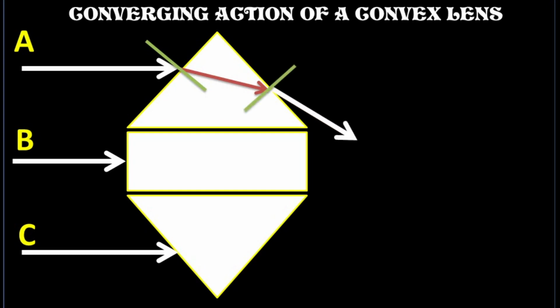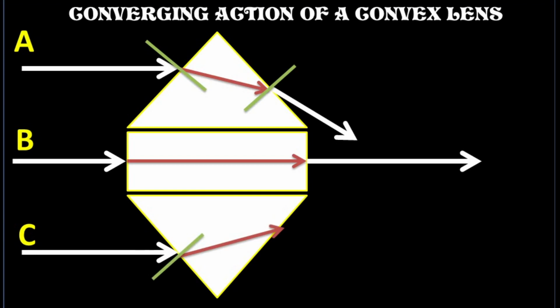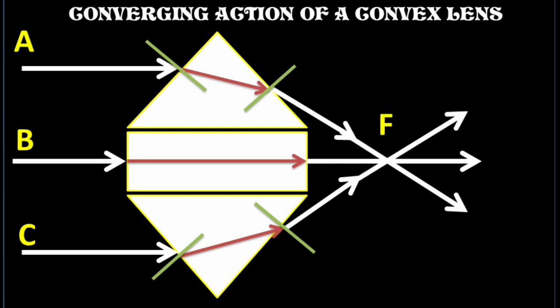Now ray of light B passes undeviated as it is passing through the normal. Finally, ray of light C incident on the face of prism at the bottom and moves towards normal as light ray is passing from rarer medium to denser medium. This refracted ray emerges out following the laws of refraction. And now if we extend all the three emergent rays forward, they meet at a point F. This point is known as focus.